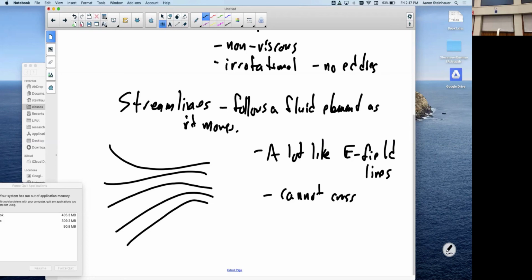Whoa, we haven't even talked about pressure gradients within fluids. That's a correct answer, but let's back it up even more simply than that.